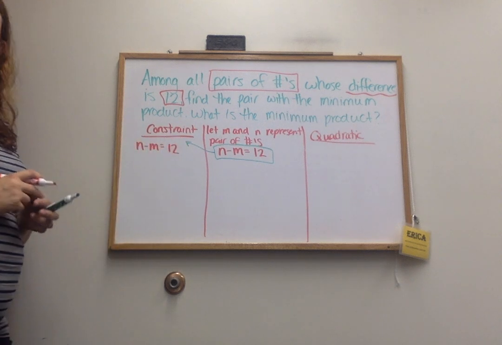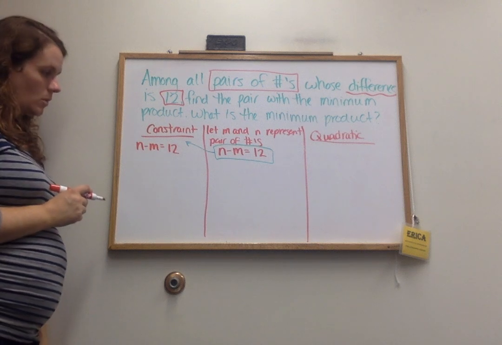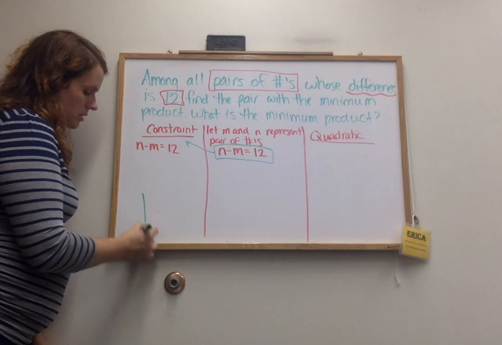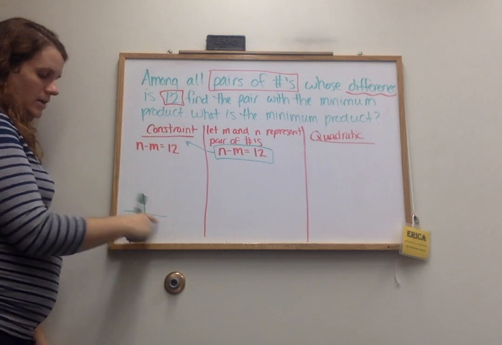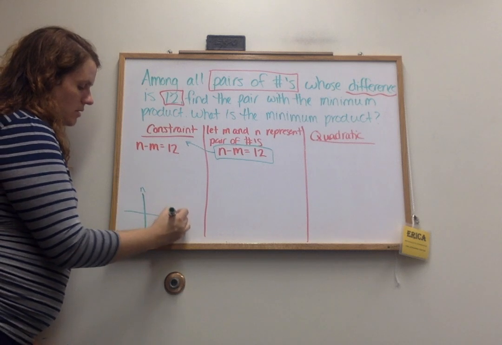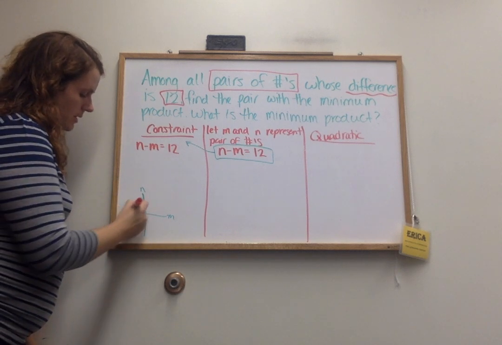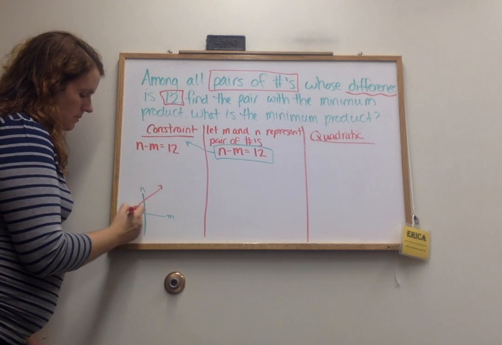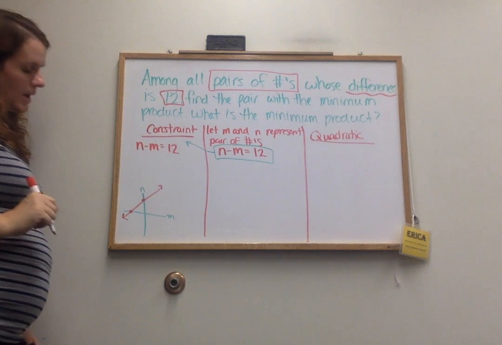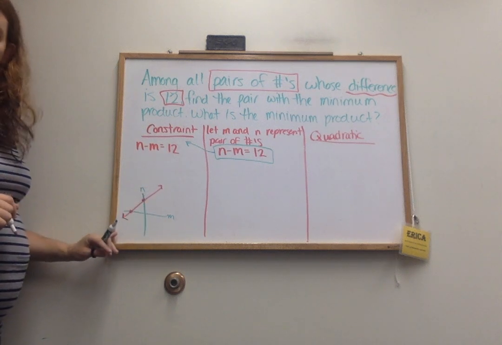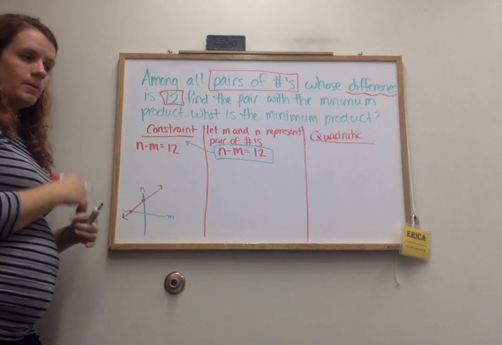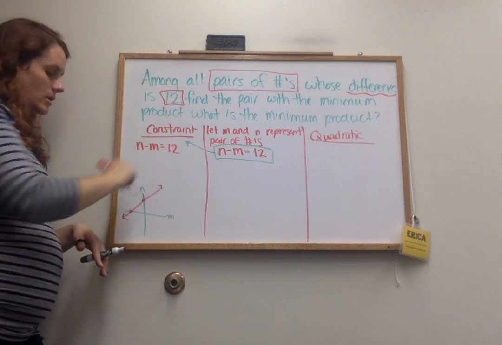This is actually a linear function, okay? If we were to graph it, it would look like a line. We'll just draw a little sketch down here. But instead of having X and Y as our axes, we would have N and M. And our line would look something like this. Okay, the intercept is 12. It has a slope of positive 1. And every point on this line, every ordered pair, if you were to take the difference of that pair, you would get 12.